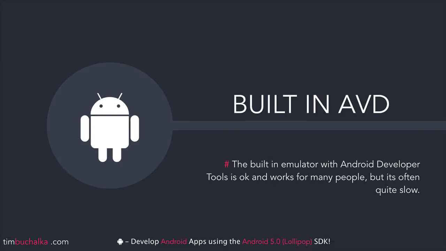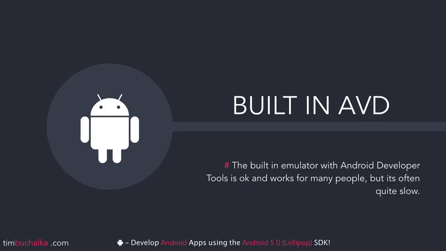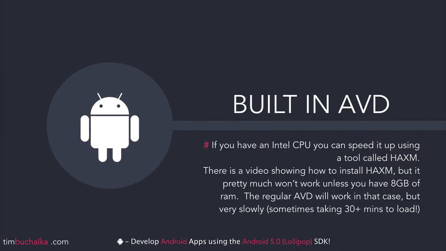Firstly, the built-in AVD, Android Virtual Device. Now this one works okay and it does work for many people, but it's often quite slow. Additionally, if you've got an Intel CPU on your computer, you can speed up the Android Virtual Device by using a tool, a download called Haxum.